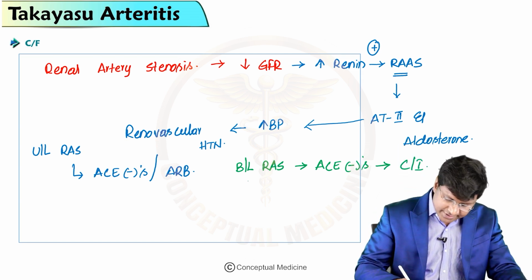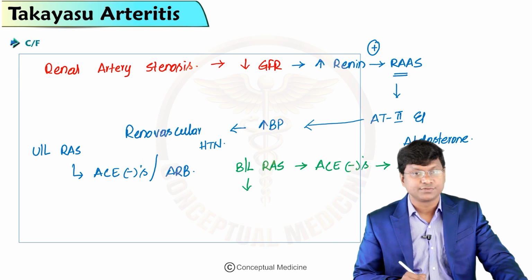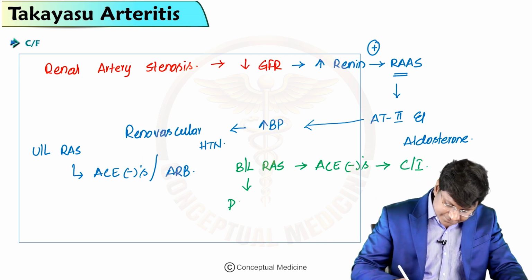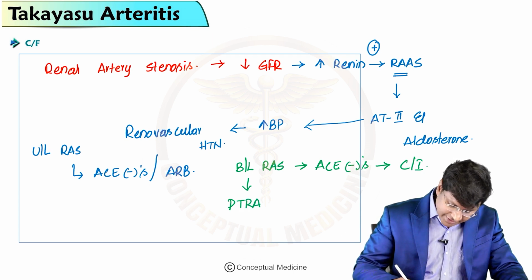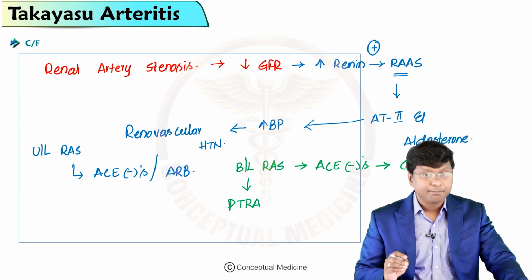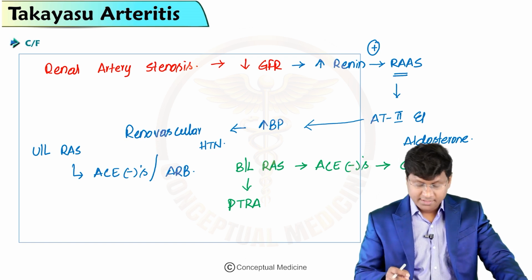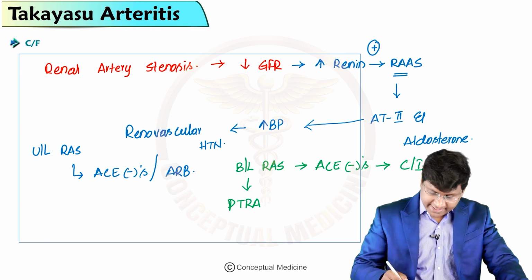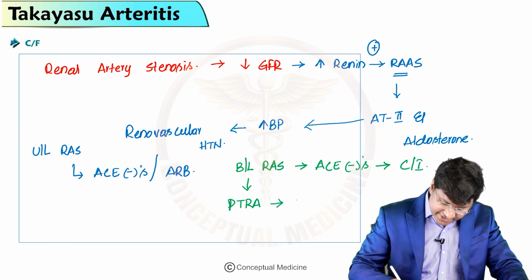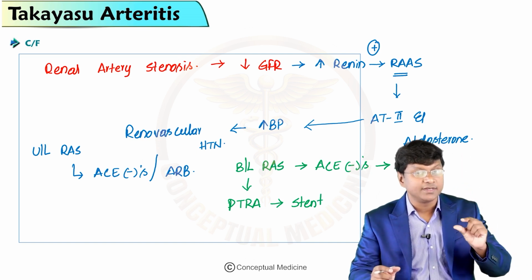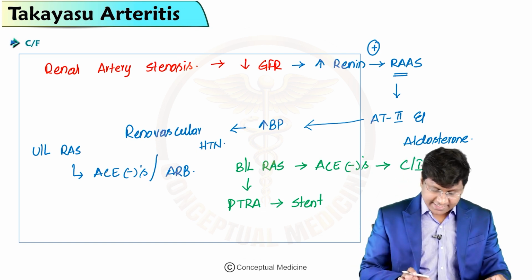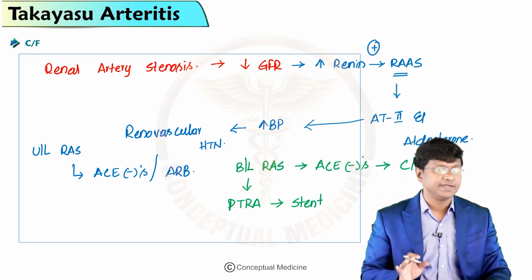Then how will you treat bilateral renal artery stenosis? You have to do what is called PTRA, that is percutaneous transluminal renal angioplasty. So PTRA has to be done, wherein you keep a stent within the renal artery and open that stent, and the stenosed renal artery will get opened. So that is about your treatment of bilateral renal artery stenosis.